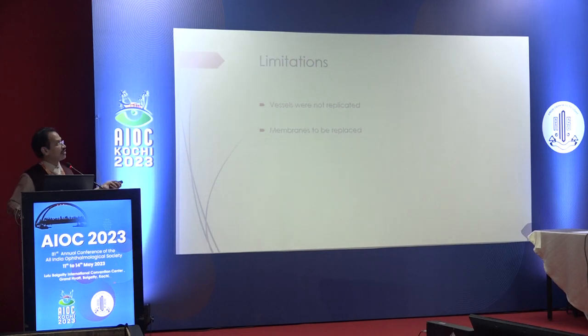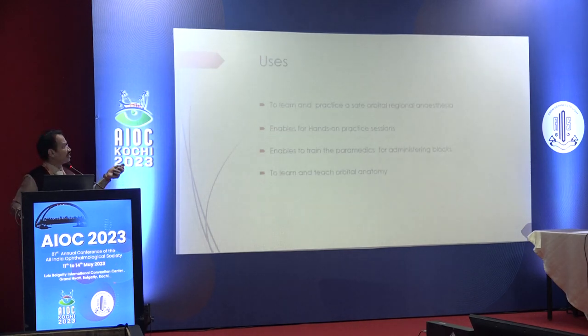But there were some limitations. One, vessels were not replicated. Membranes need to be replaced after 4 to 5 pricks. In future, we are trying to have some abnormal conditions also, myopic eyes and staphylomas. And this will definitely help to learn and practice safe orbital regional anesthesia. It can give a hands-on practice session also, train the paramedics to administer blocks, and to learn and teach anatomy.